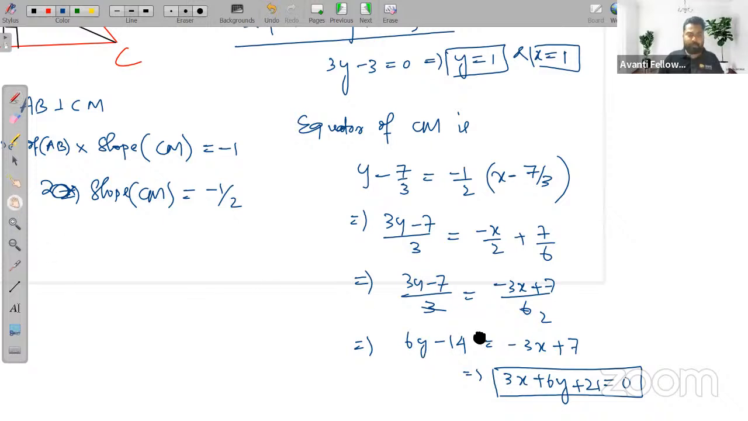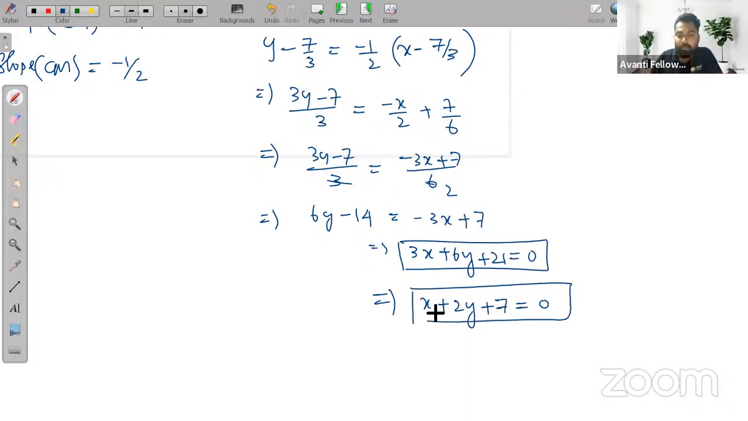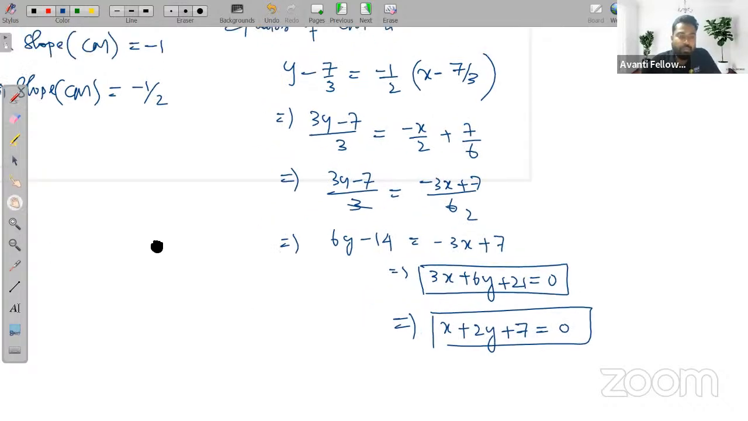Also, we again simplify it. Just divide by 3 on both sides. You will get x plus 2y plus 7 is equal to 0. Is that clear or not? So check whether its slope is -1/2. Okay, its slope is -1/2.